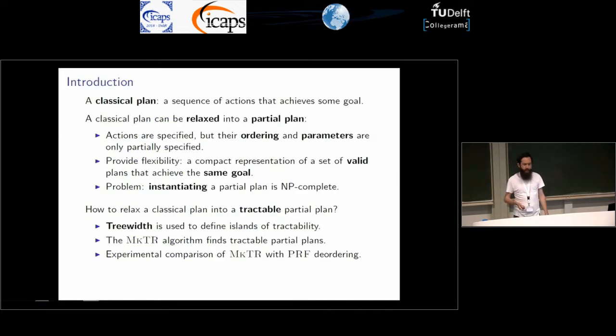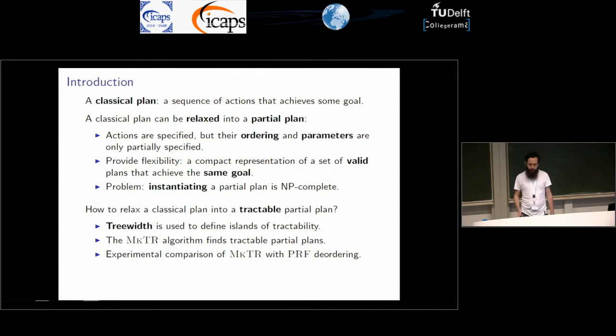So very broadly speaking, plan relaxation is the process of relaxing a classical plan, which is a sequence of ground actions, into what we've called a partial plan. Now a partial plan specifies which actions need to be executed, but it doesn't completely specify their ordering or their variable bindings. Instead, it provides a constraint formula which defines the allowable combinations of orderings and variable bindings. So you can think of a partial plan as being a compact representation of a whole set of classical plans which all achieve the same goal.